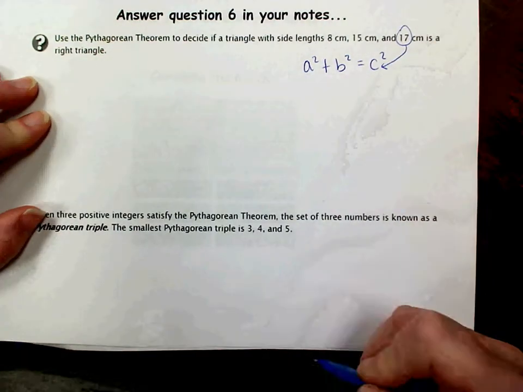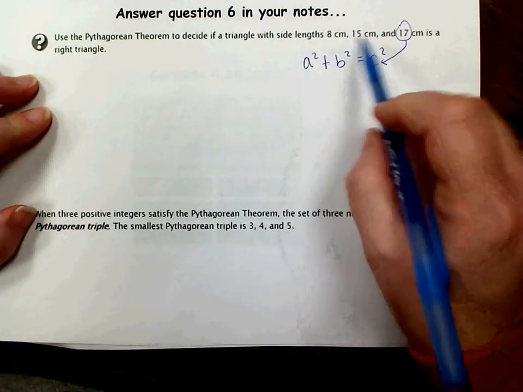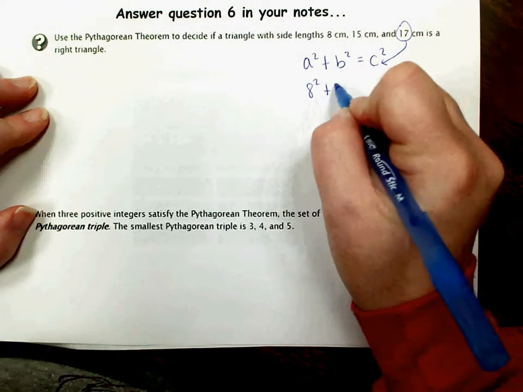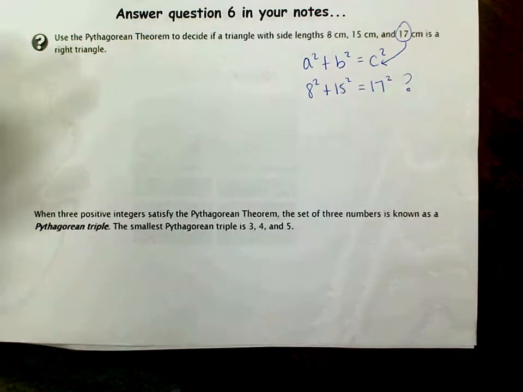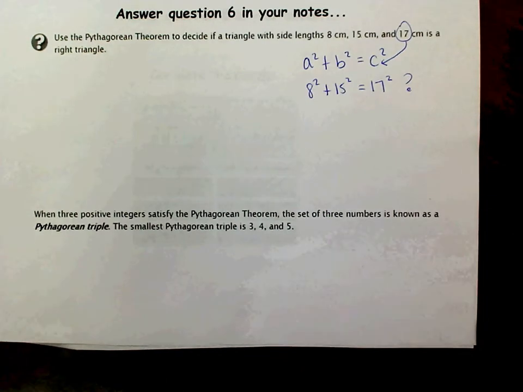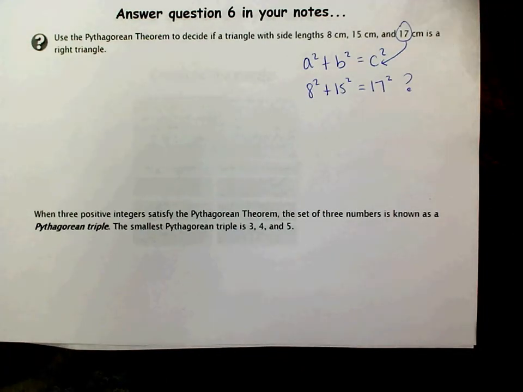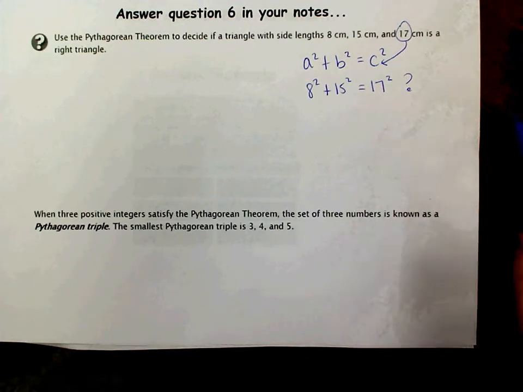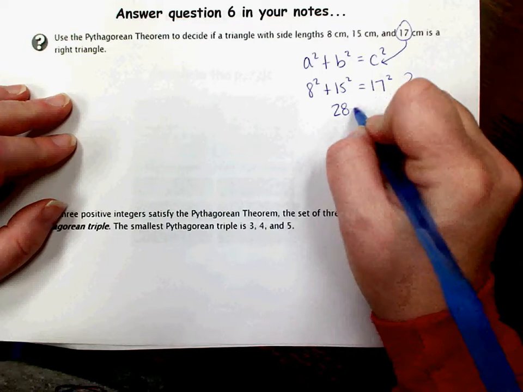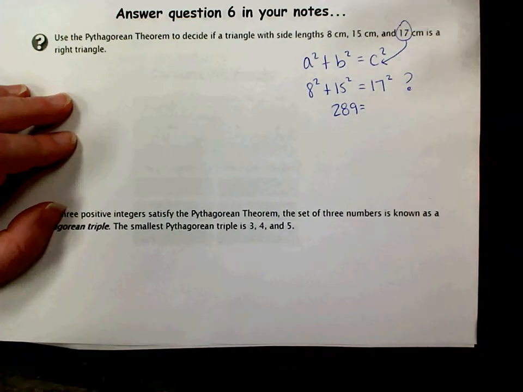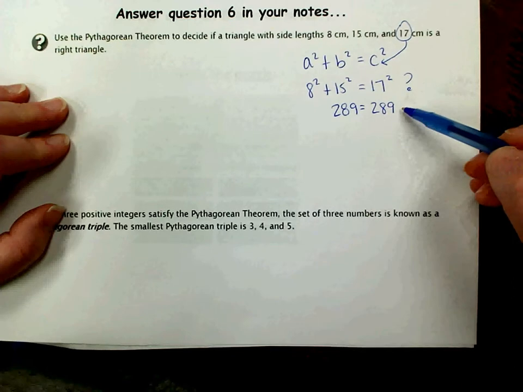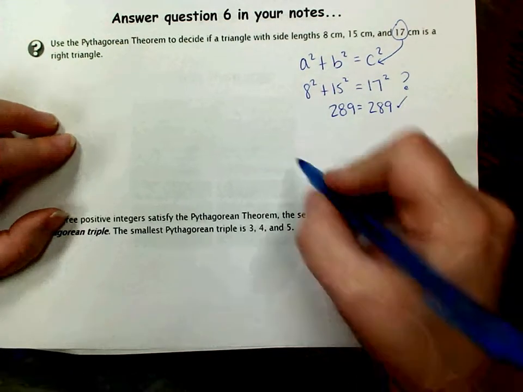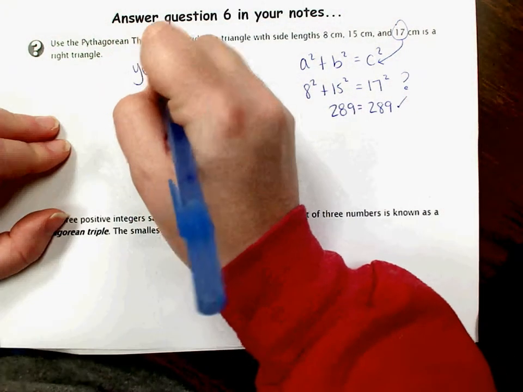The 8 and 15 can go in for the A and B in any order. So this is what we're trying to check. Is that true or not? Well, you can put in your calculator 8 squared plus 15 squared, which is 64, plus 225, which is 289. And then you can look at what 17 squared is, which is also 289. So since it worked in the equation, then we know, yes, that is a right triangle for sure.